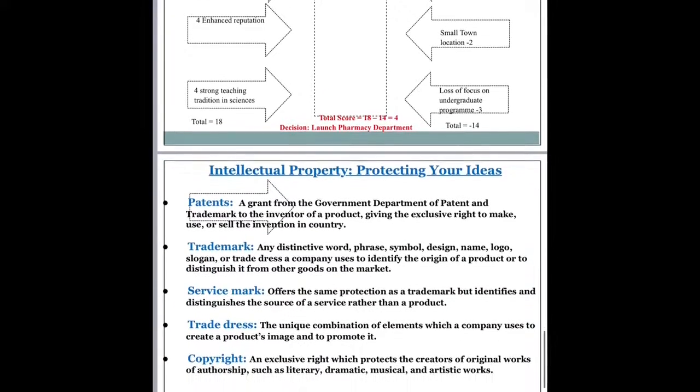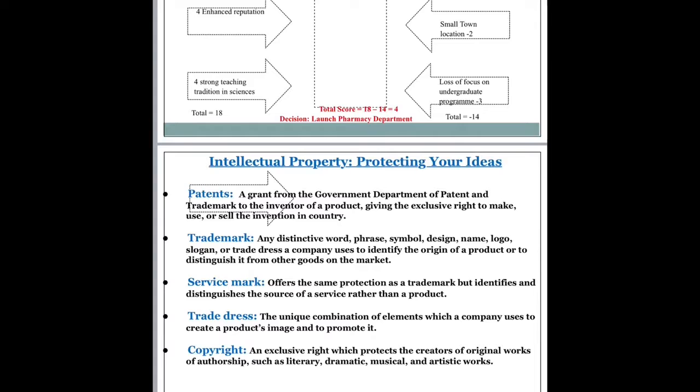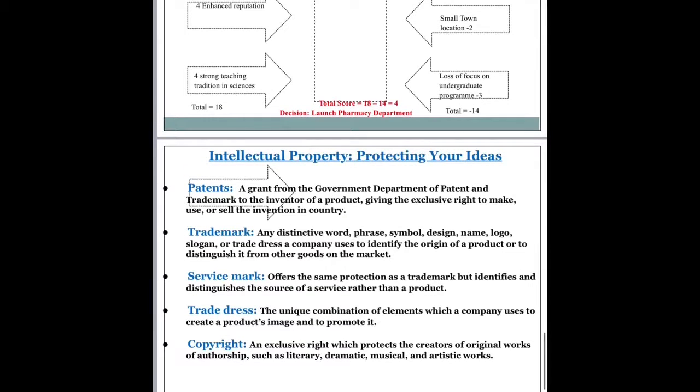Now we talk about another very important thing in this ideas to reality topic, that is intellectual property. Intellectual property, or protecting your ideas, is an important thing. First thing here is the patents. A patent is actually a grant from the government Department of Patent and Trademark to the inventor of a product, giving the exclusive right to make, use, or sell the invention in the country.